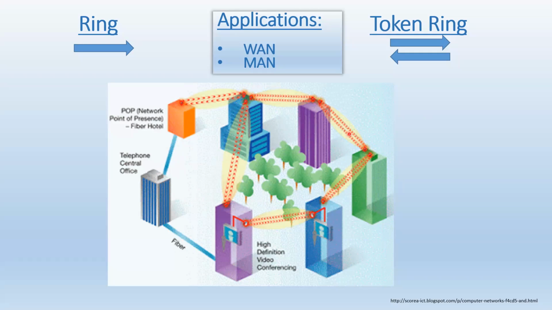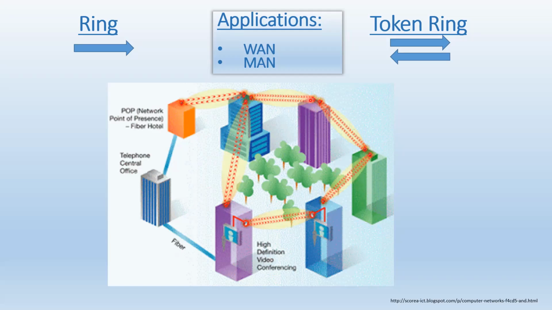So those can be connected in a ring topology, or they can be connected in the token ring topology. For example, if there's a wireless communication between these five buildings, and let's say the data has to go from this building to that building, and let's say that this link is broken for some reason. Maybe the antenna is damaged or something.